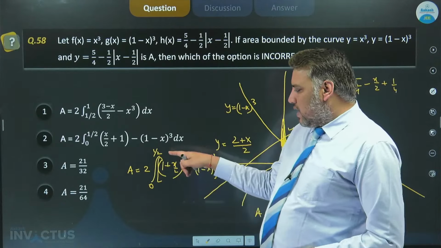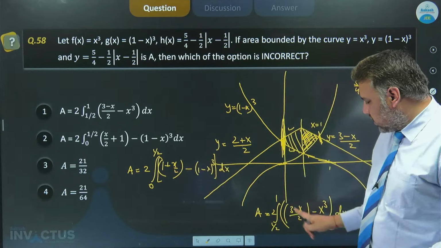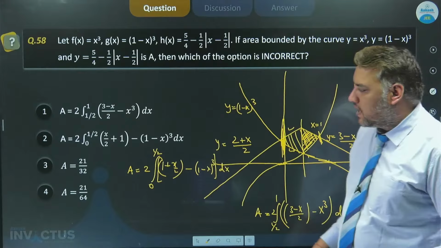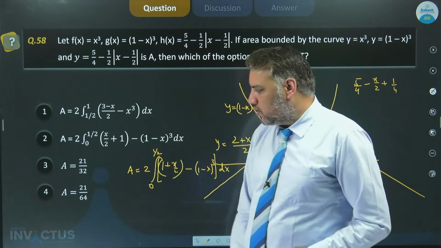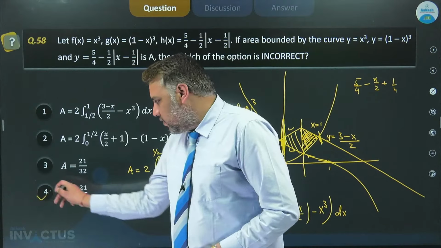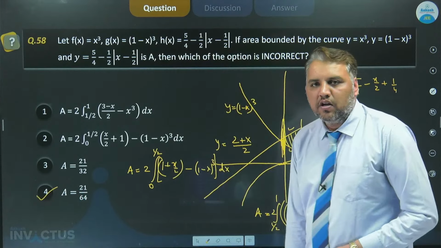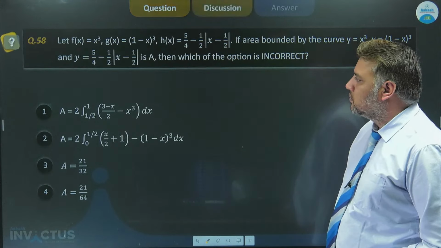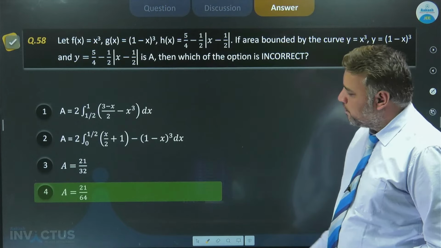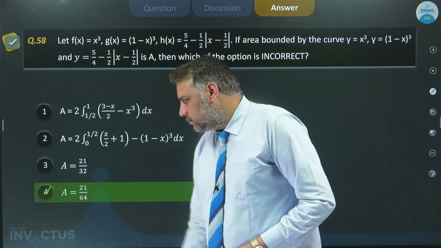So now you can calculate using this integration or this integration. You'll get that A is equal to 21/32. So this will also be the correct statement. So the final incorrect statement will be 4. So this must be the answer of this question, the incorrect statement. Answer is 4.